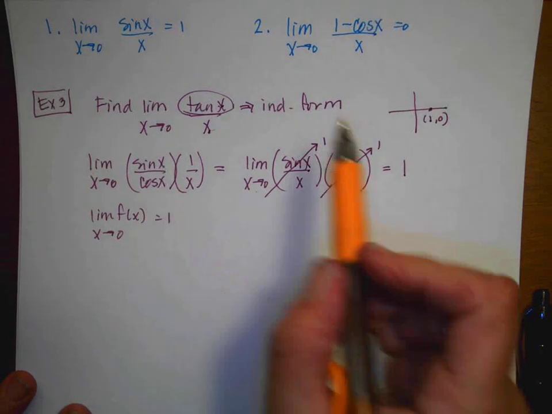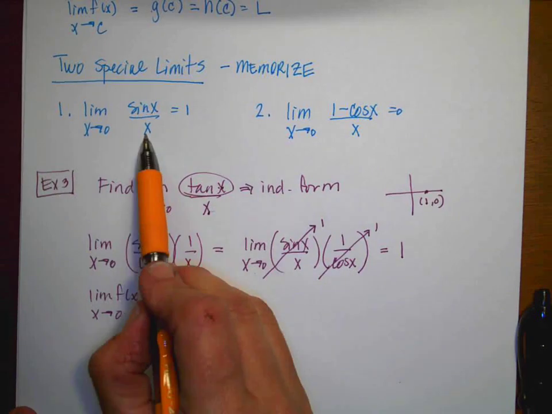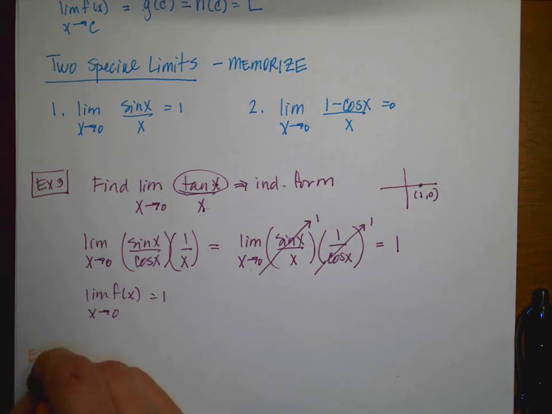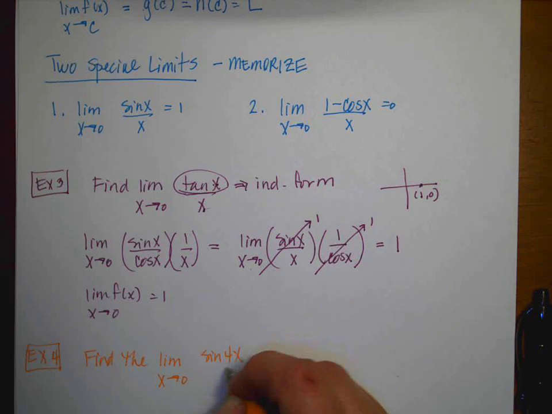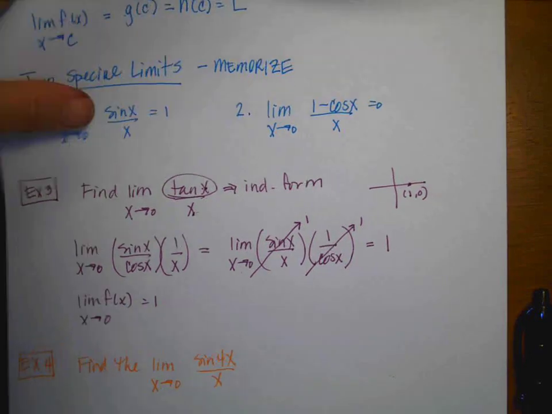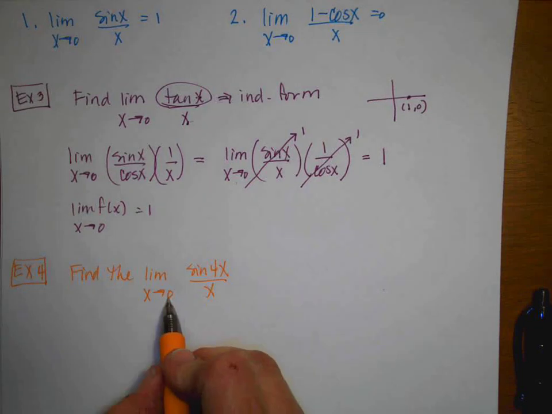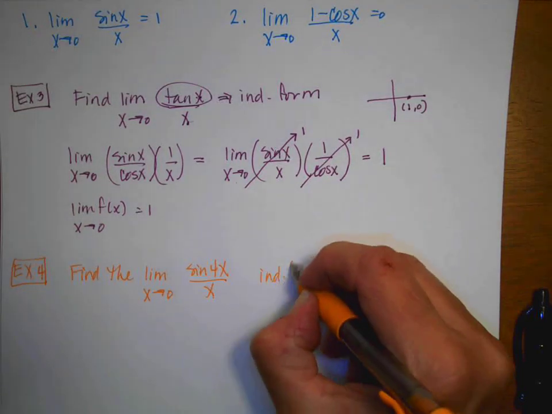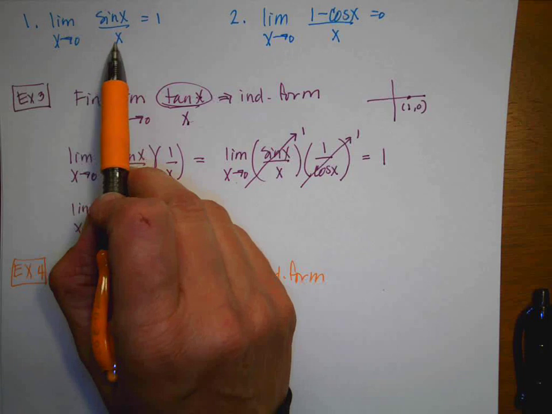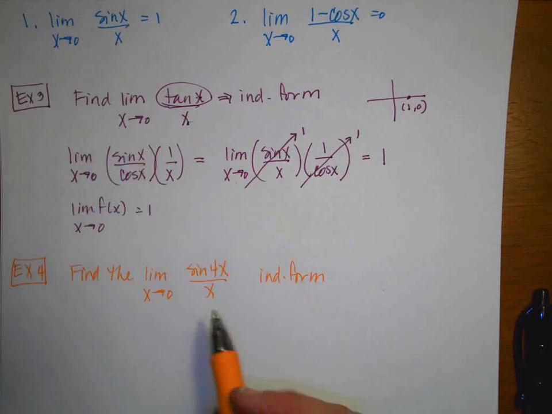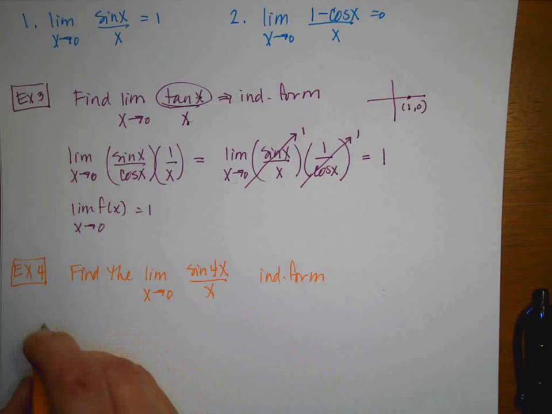The next example is a cool illustration of this guy right here, and it's just a slight variation. All right, so I want to find the limit as x approaches 0 of the sine of 4x over x. Again, as x is equal to 0, this is the indeterminate form. So that means that I have some work to do to eliminate the indeterminate form. It looks very much like this, but not quite, because of that 4.